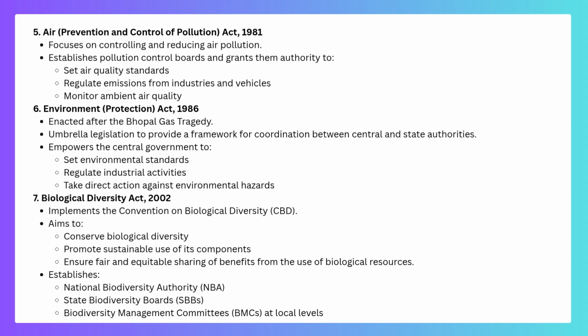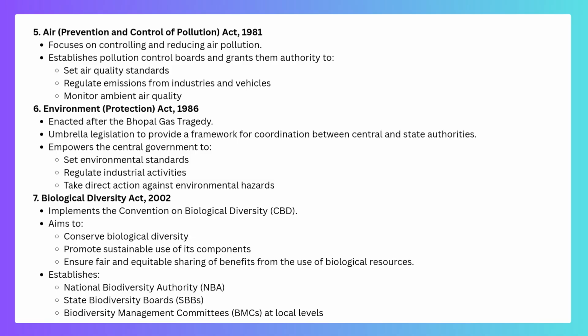5. Air (Prevention and Control of Pollution) Act, 1981. Focuses on controlling and reducing air pollution. Establishes pollution control boards and grants them authority to set air quality standards. Regulate emissions from industries and vehicles. Monitor ambient air quality.